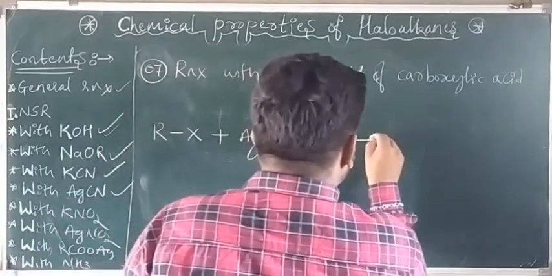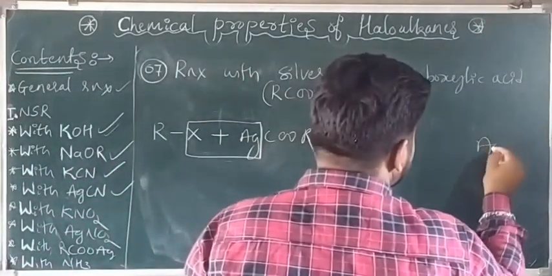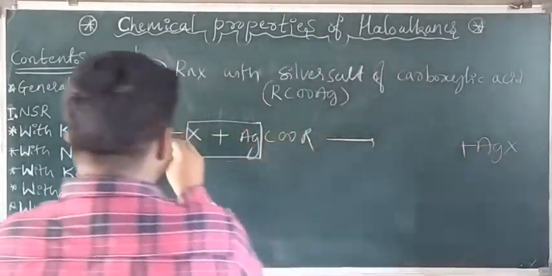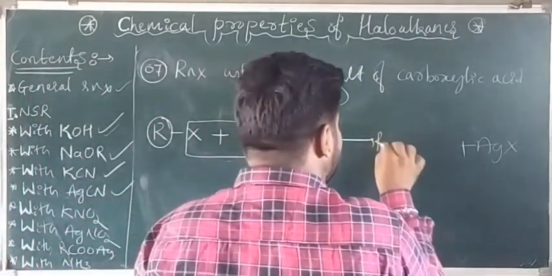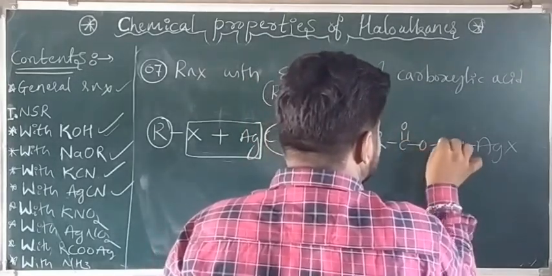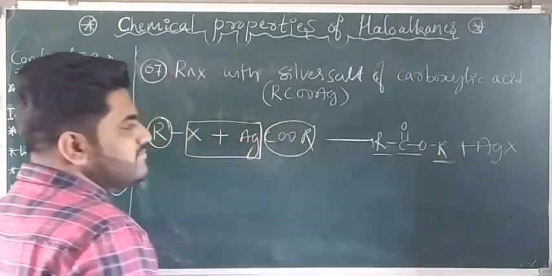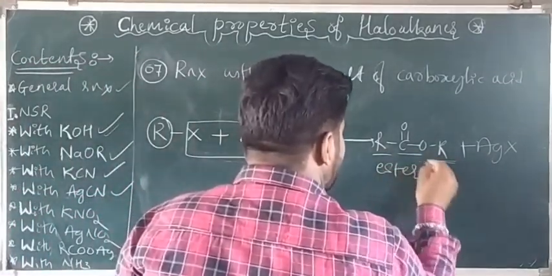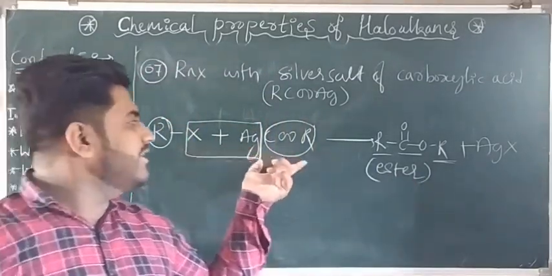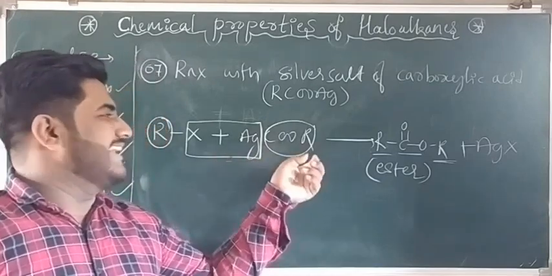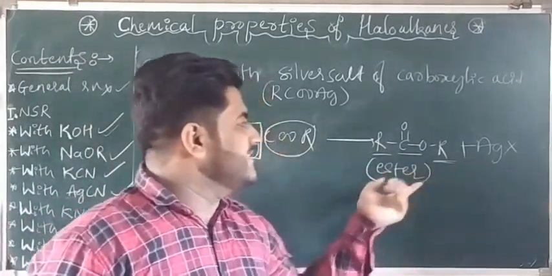What we are getting is, no doubt, AgX is eliminated here also. AgX is a byproduct. And what we are getting, look at here. This R and this COO, the bond between these takes place. Nothing but like this. Right? This is RCOOR. Nothing but ester is formed. Ester is formed when haloalkanes are treated with silver salt of carboxylic acid. Right? AgX is a byproduct and ester is formed.